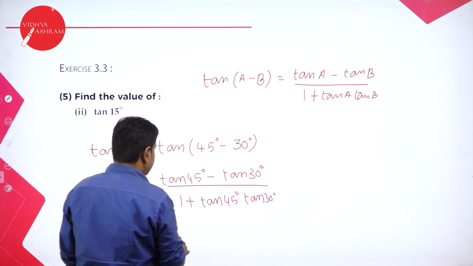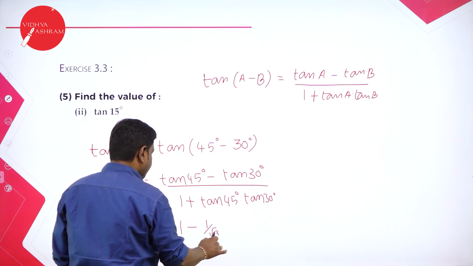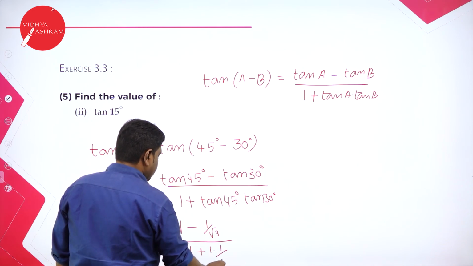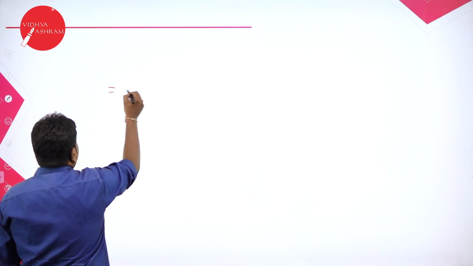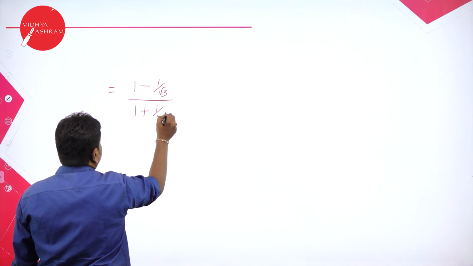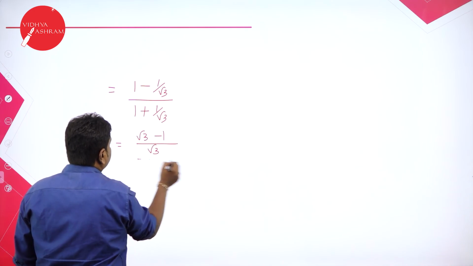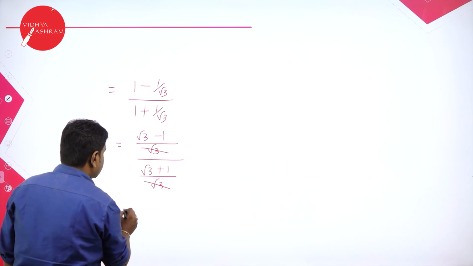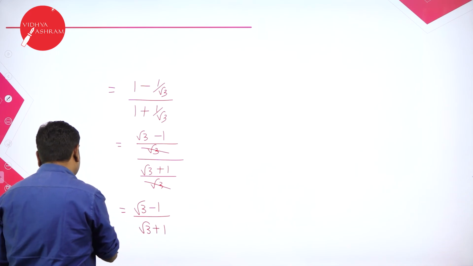Now tan 45. What is tan 45? All of you know it is 1, minus tan 30. What is tan 30? 1 by root 3, divided by 1 plus 1 into 1 by root 3. Tan 30 is 1 by root 3. Now further we need to simplify. So we got 1 minus 1 by root 3 divided by 1 plus 1 by root 3. Now what is the LCM for the numerator? Root 3. Cross multiply, it will become root 3 minus 1. Denominator root 3 plus 1 by root 3. Now root 3 cancels. We got root 3 minus 1 by root 3 plus 1.